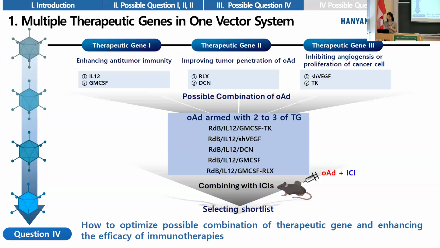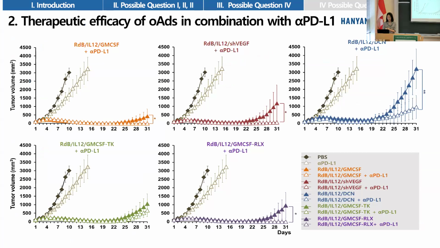And we can also use short hairpin RNA against VEGF or thymidine kinase for inhibiting angiogenesis and proliferation of cancer cells. So I have a list of oncolytic viruses which arm 2 or 3 kinds of therapeutic genes at the same time. And I also have data combining these oncolytic adenoviruses with ICI. So the question can be how to optimize the possible combination of therapeutic genes and enhance the therapeutic efficacy of immunotherapeutics. So time is running out, so I will just skip the data that I have prepared.